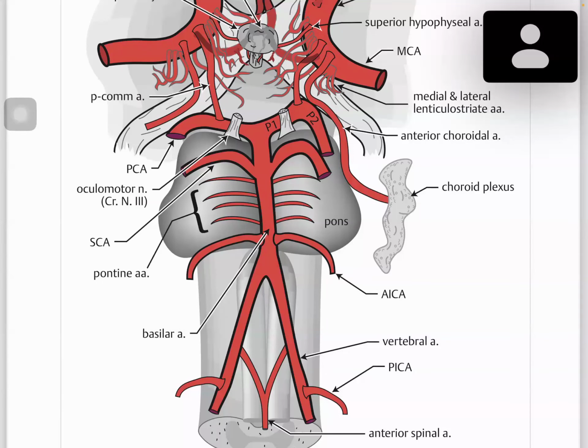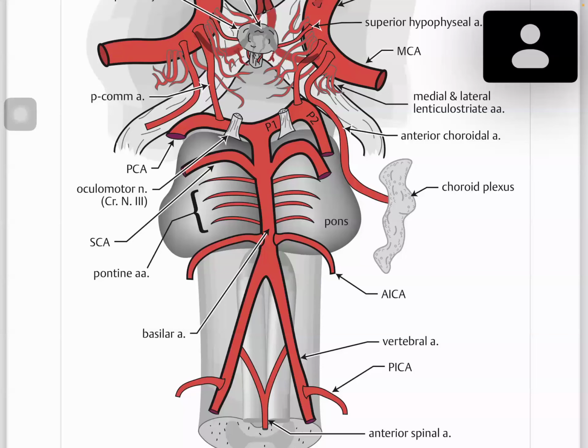And then at the level of C2, it takes a sharp turn that forms the V2 segment, and goes supero-medially to enter the foramen magnum, just next to the spinal cord. As it enters, it gives these different branches, like I stated earlier. The anterior spinal artery and the posterior spinal arteries, which will be responsible for the vascularization of the upper part of the spinal cord. You have the PICA.